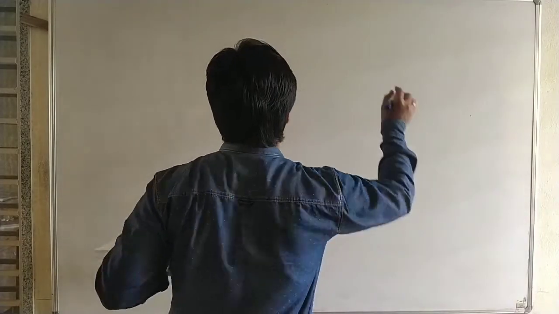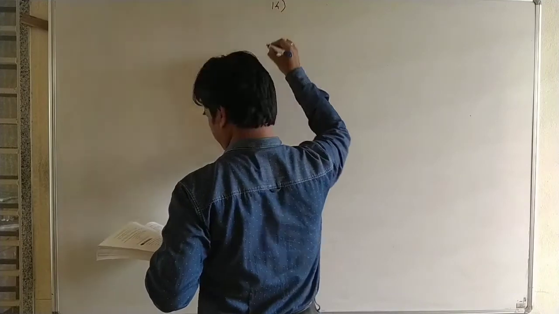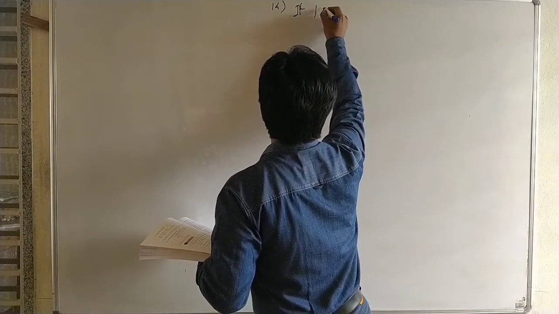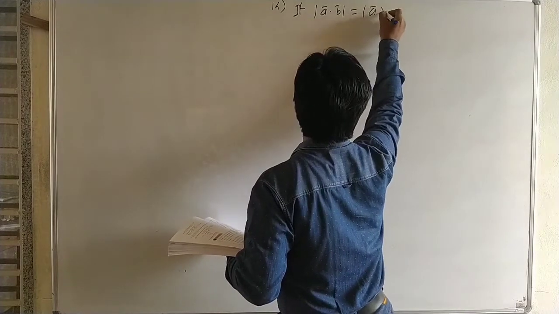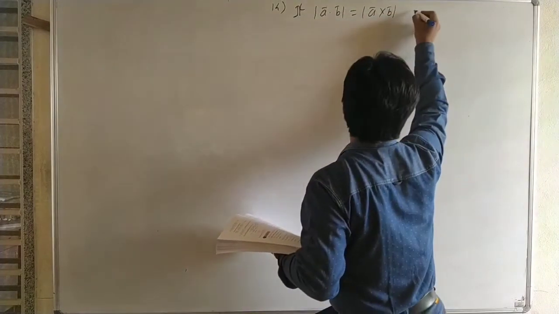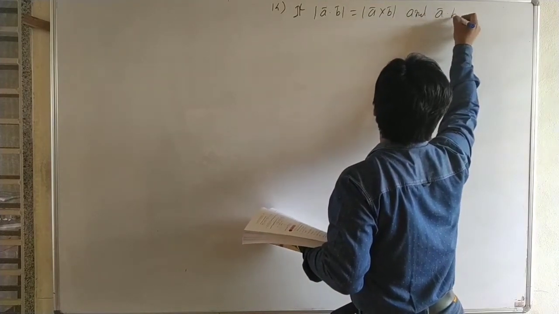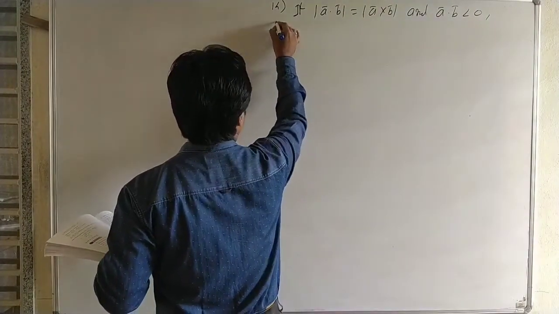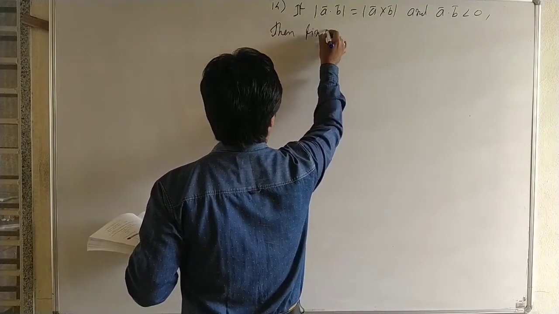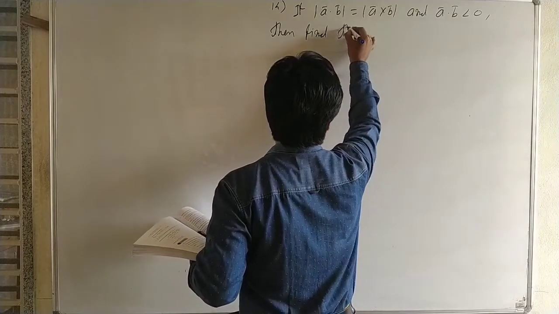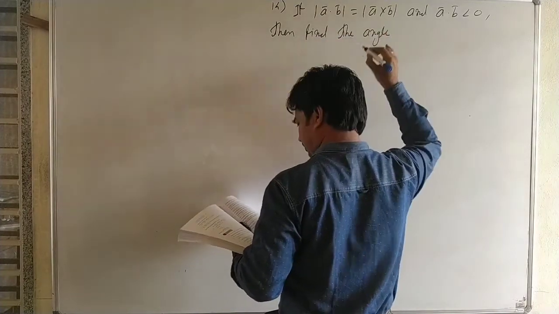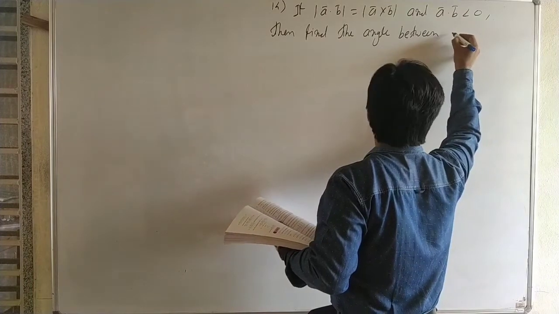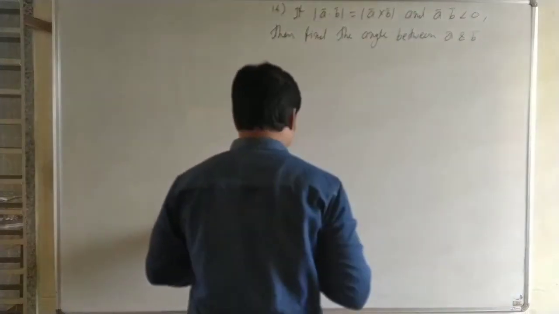Next example, example number 14. If magnitude of a bar dot b bar is equal to magnitude of a bar cross b bar and a bar dot b bar is less than 0, then find the angle between a bar and b bar. Then find the angle between a bar and b bar.